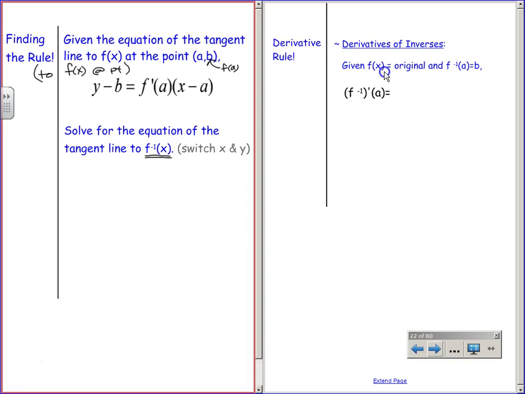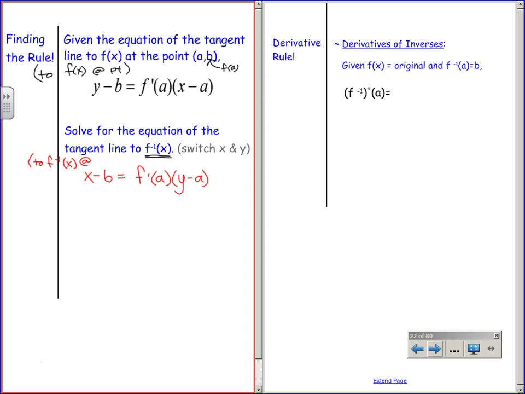What I want you to do: switch the x and y, get y by itself. Switch the x and y, get y by itself. I'm going to do that too. Hold on, pause. Do you realize that when you switch the x and y, now that we're talking about the inverse, is the point still (a, b)?